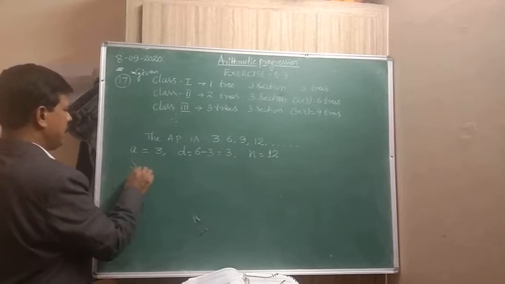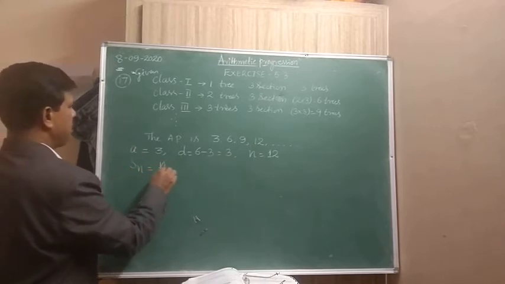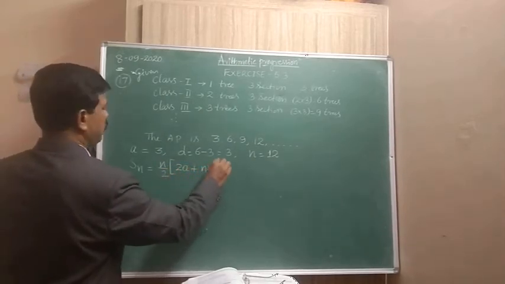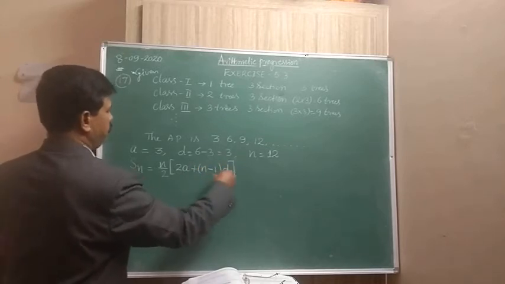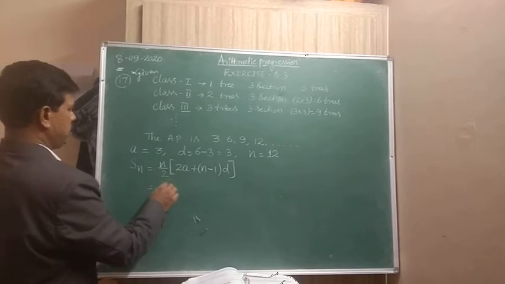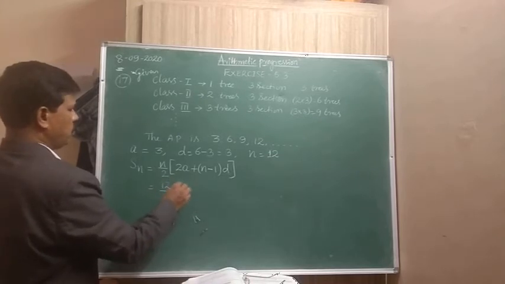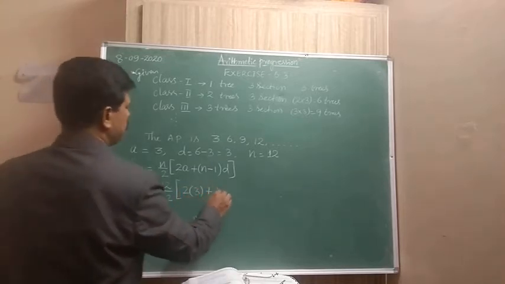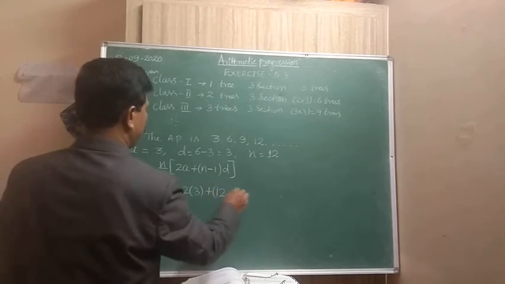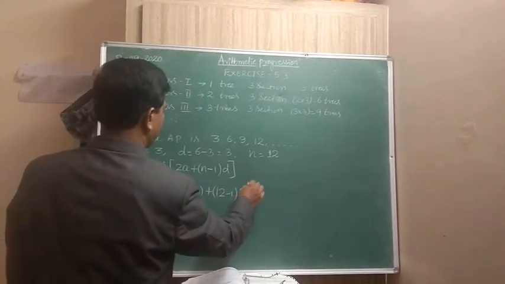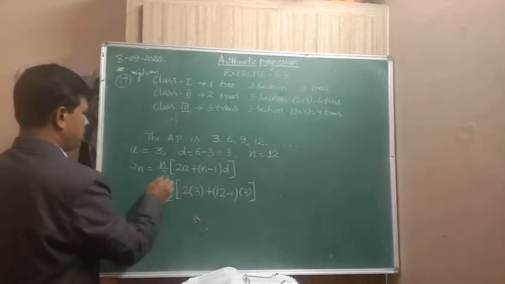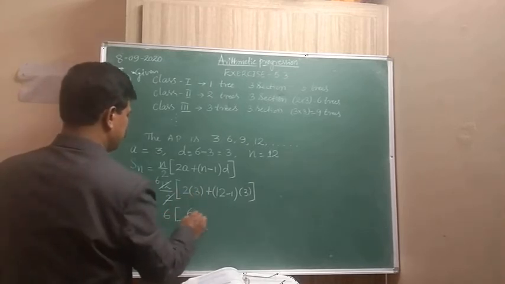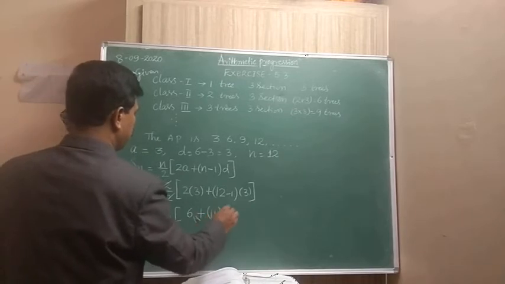Now, after knowing all these things, then take the formula. What is that? Sn is equal to n by 2 into 2a plus n minus 1 into d. Now, what is n? 12 by 2 into 2 of a value is 3 plus n value is 12 minus 1 into d value is 3. Now 2 ones are 2, 2 threes are 6.